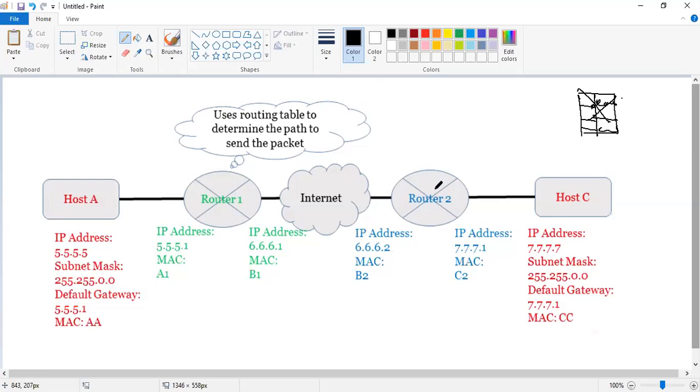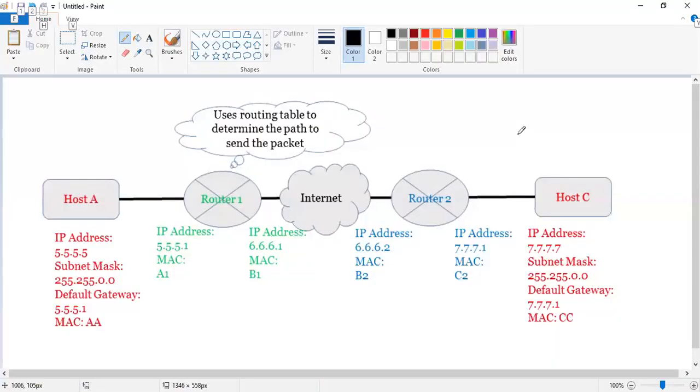That means it has to use the MAC address. Does it have it? It will come to know that it doesn't have it. So what does it have to do? Again, it has to ARP, the same thing we did earlier to determine the gateway's MAC address. In the same way, we have to determine router 2's MAC address. How are you going to determine it? By sending the ARP request.